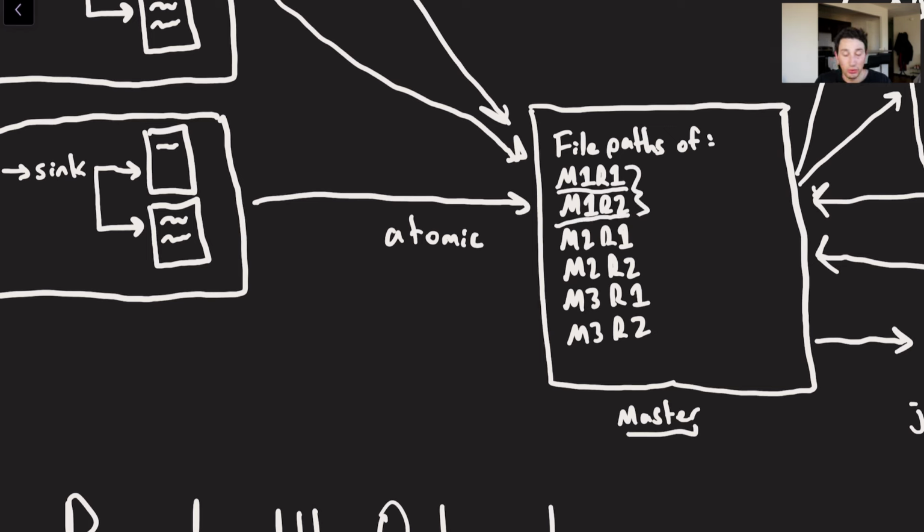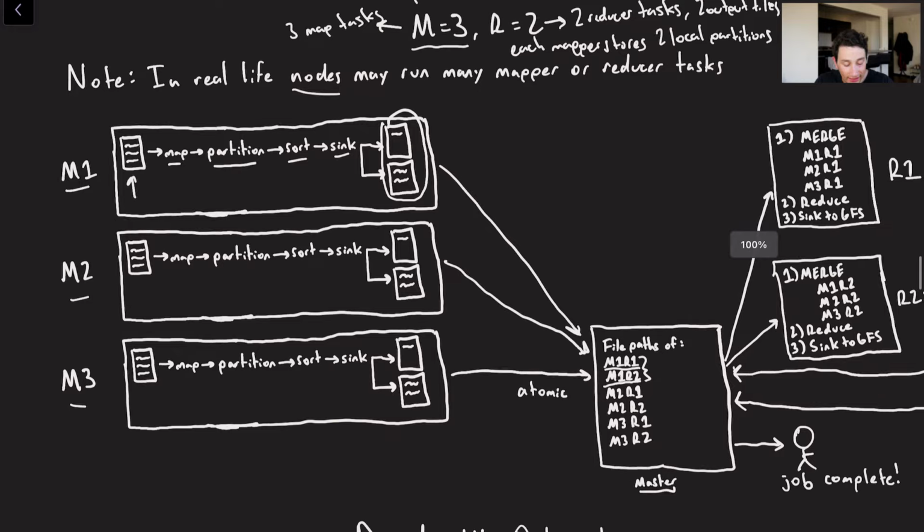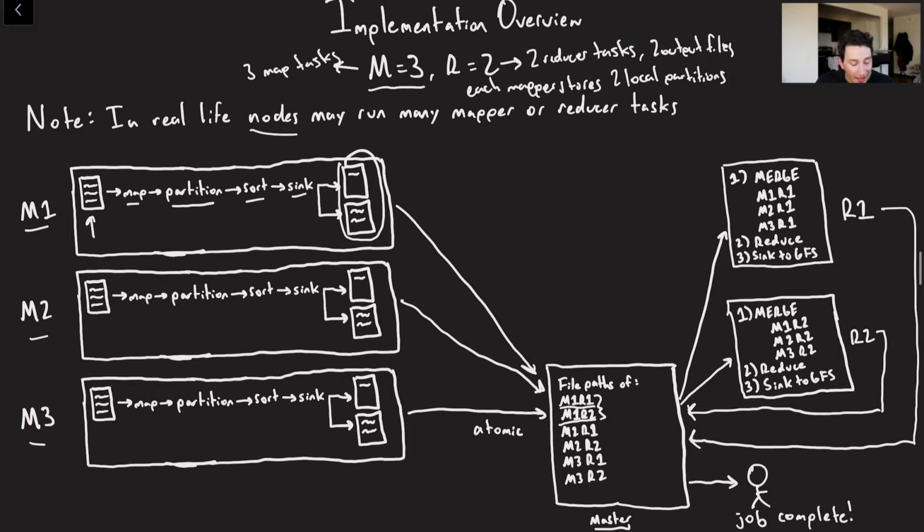So recall there are 2 partitions for reducer tasks, or rather there are 2 reducer tasks in total, meaning that every single mapper task is going to have 2 partitions to it. So you can see that we have a file path for mapper task 1, reducer task 1, mapper task 1, reducer task 2, mapper task 2, reducer task 1, mapper task 2, reducer task 2. Cool, so hopefully that is starting to make sense.